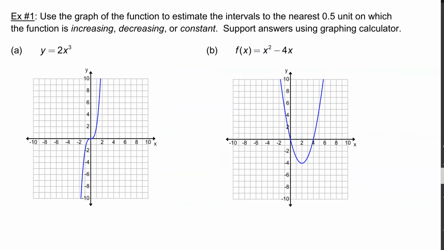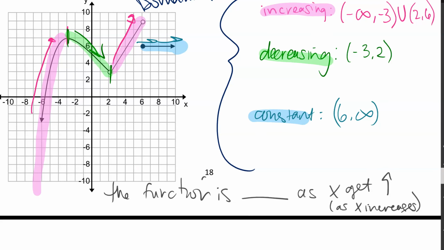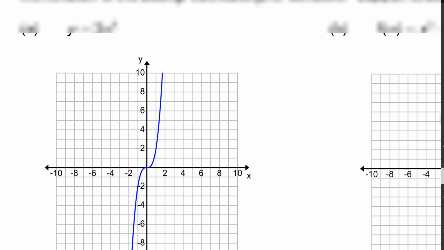Use a graph of the function to estimate the interval to the nearest 0.5 unit on which the function is increasing, decreasing, or constant. So here, I'm going to try to color code. Give me 1 second. So increasing, I said, was pink. Decreasing, green. Blue. Okay. So here, 2x cubed. Where is my function increasing, where is it decreasing, and where do I keep the same?